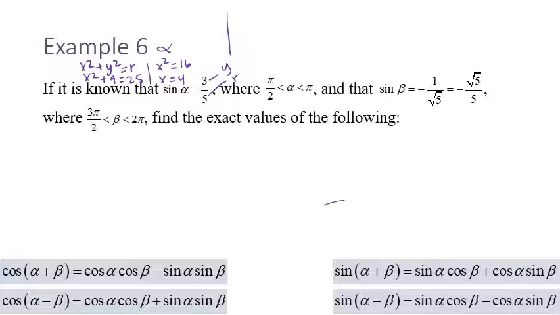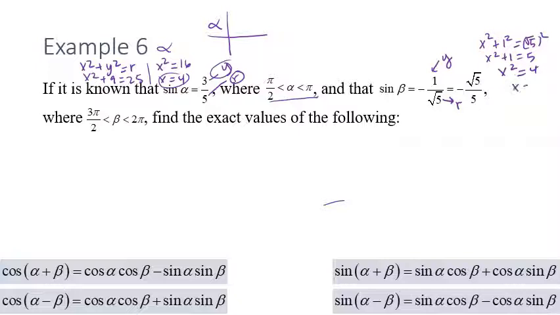So for alpha, we know that it is between pi/2 and pi, so that's where alpha is going to be. And for alpha, again, we've got our y, r, and our x. And then it's told me that beta, so again here, we've got my y, my r. We can find our x value, so x squared plus y squared equals r squared. So x squared plus 1 equals 5, x squared equals 4, x equals 2. And beta is in this quadrant between 3 pi over 2 and 2 pi.